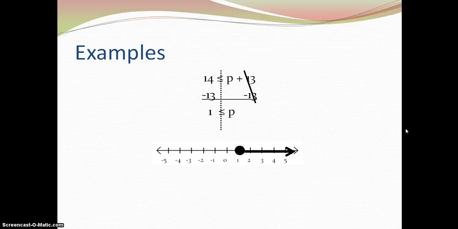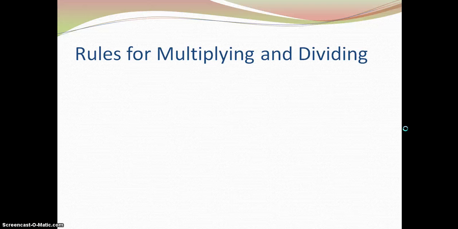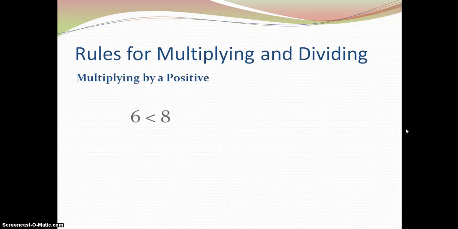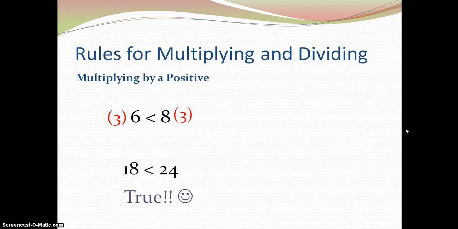Now let's talk about multiplying and dividing. So we need two cases here where we're involving multiplication by positives and by negatives. So with multiplying by a positive, let's take a look at this inequality. It says 6 is less than 8. So let's say we multiply both sides by the number 3. What my resulting answer would be is 18 is less than 24. This is a true statement. 18 is smaller than 24.